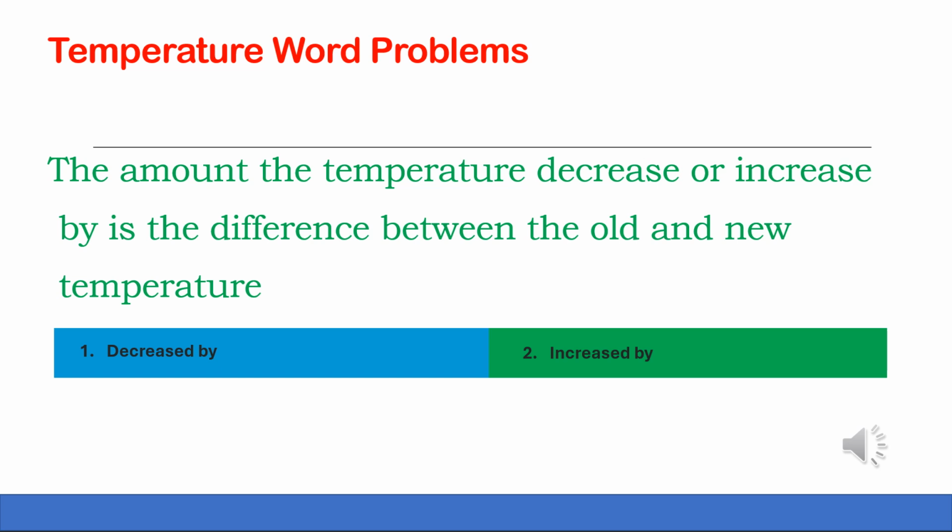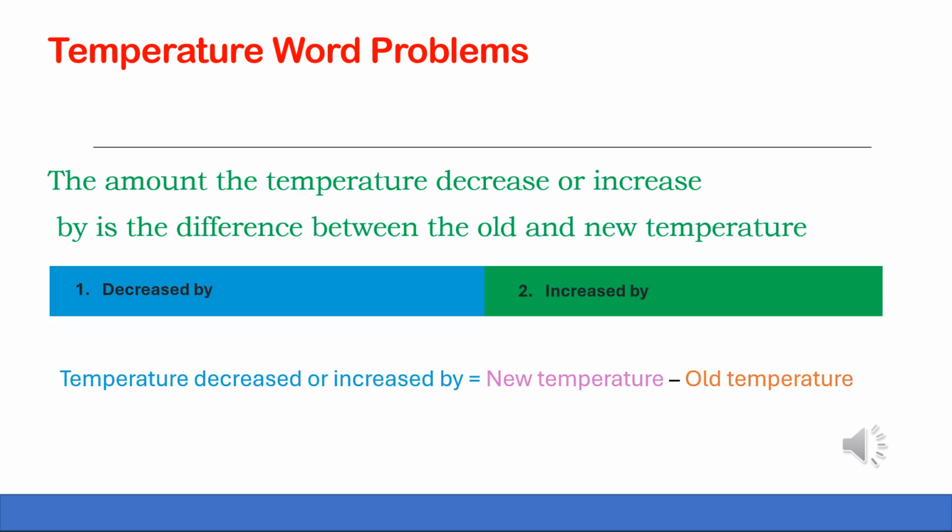So to summarize what we've covered, when we want to work out the amount the temperature decreased by or increased by, we always look for the difference between the old temperature and the new temperature. So to work out the temperature difference, or the amount that the temperature decreased or increased by, we use the following equation. The temperature difference equals the new temperature take away the old temperature.